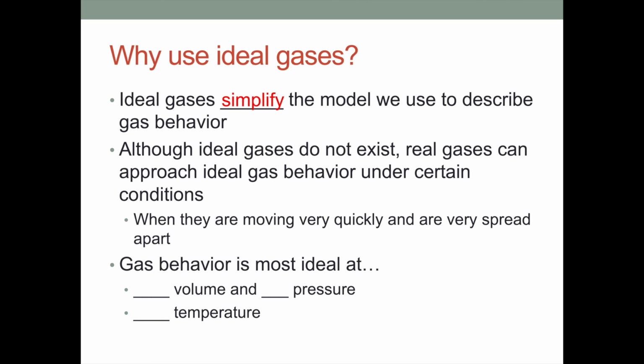These conditions minimize the effects of those intermolecular forces and they minimize the number of collisions while increasing the proportion of empty space. We're going to be very spread apart. We're not likely to run into each other. When we do run into each other, it's very fast because we're moving fast. So those intermolecular forces become less important. So we're making it more and more ideal. So this means that gases behave most ideal at high volume and low pressure as well as high temperature.